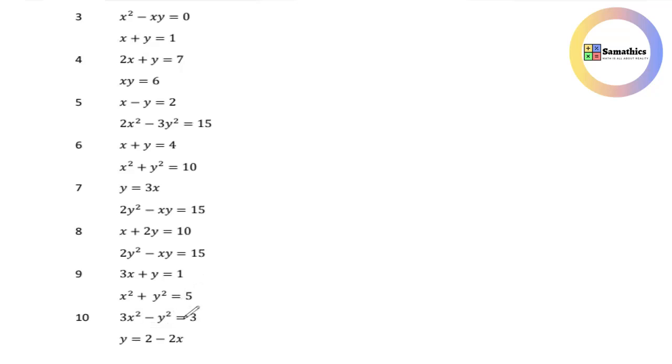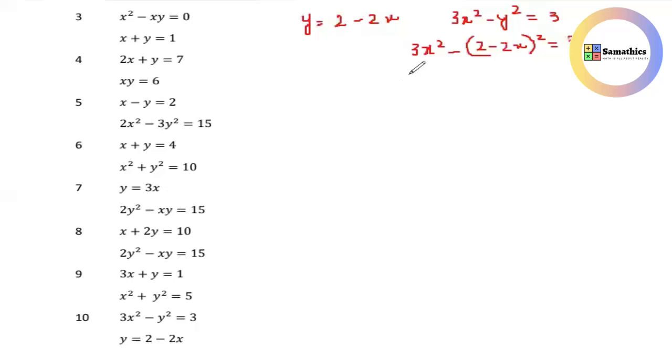So we'll be solving question number 10. We have here y is equal to 2 minus 2x and we have 3x squared minus y squared is equal to 3. y is already the subject here and we have 2 minus 2x. We will substitute in this, and you have to be very much careful when you take the square because you have to use the identity over here. Do not take the square of 2 and the square of 2x.